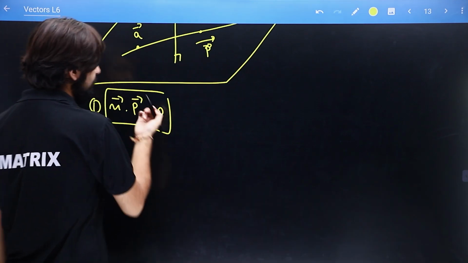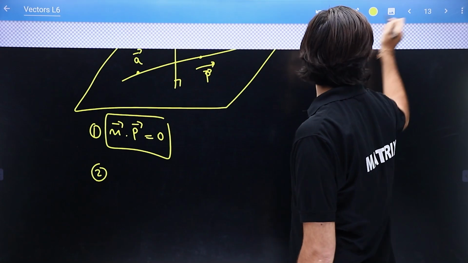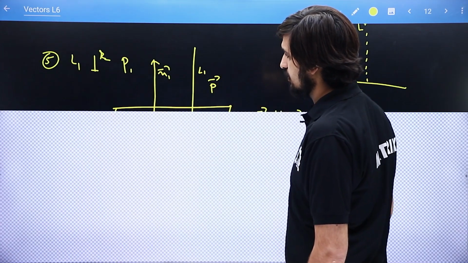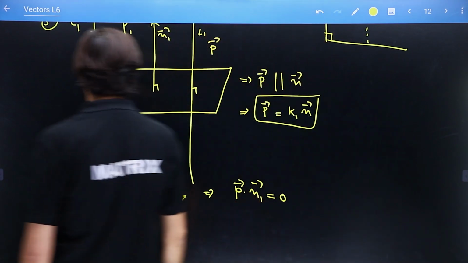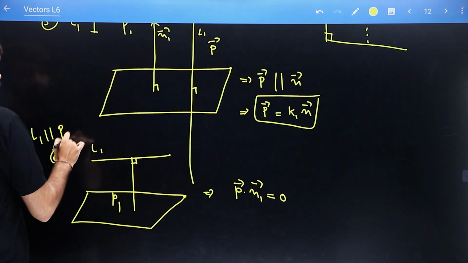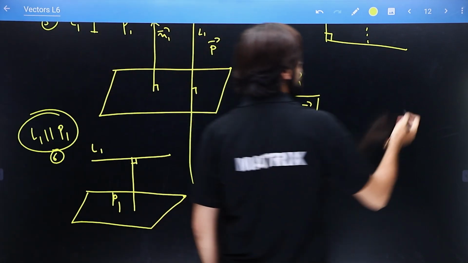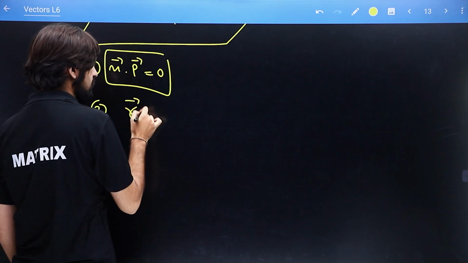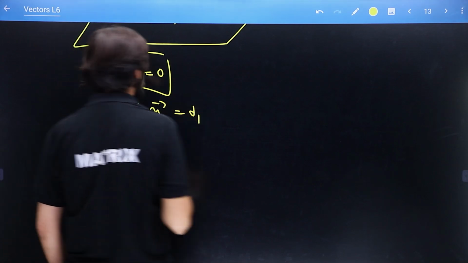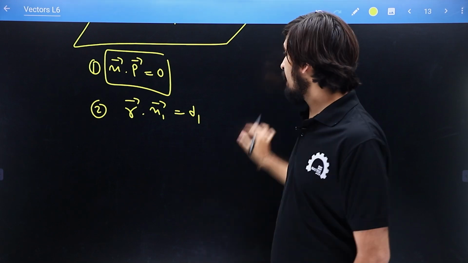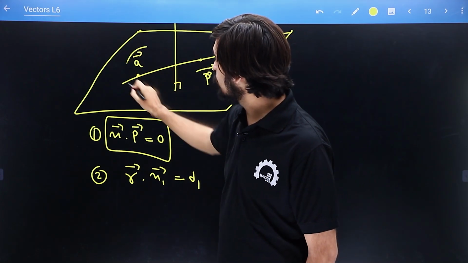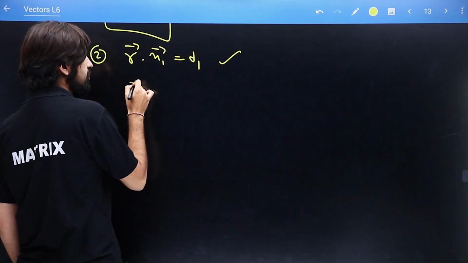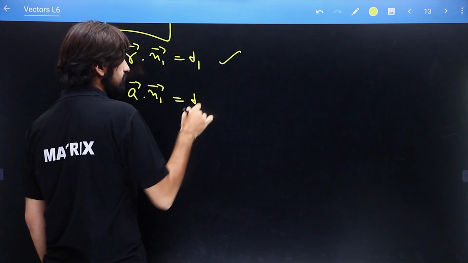But if you are writing only this, that vector n dot vector p will be 0, what is the difference between this case and the last case where you were writing that L1 is parallel to P1? What was the equation of this first plane? The equation was, I guess, R dot N1 is equal to D1. Now again, the plane is also passing through this point. So this point will satisfy this equation. So you can put vector A here. So this is A dot N1 is equal to D1.